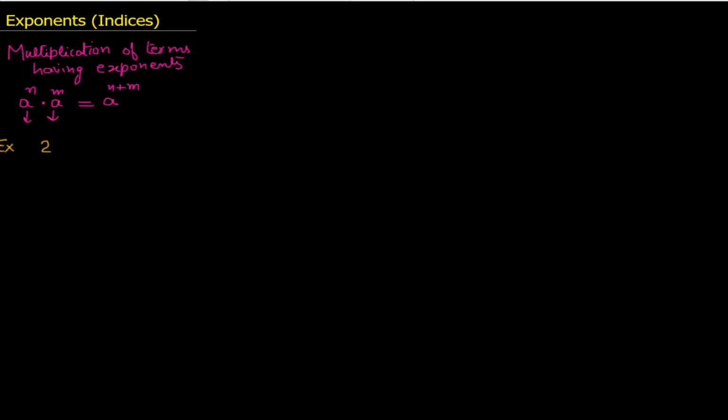2 raised to the power 3 multiplied by 2 raised to the power 2. Now the base is same. It means this can be simplified further. And the answer would be 2 raised to the power 3 plus 2, which is 2 raised to the power 5, and 2 raised to the power 5 is 32, if I'm right.